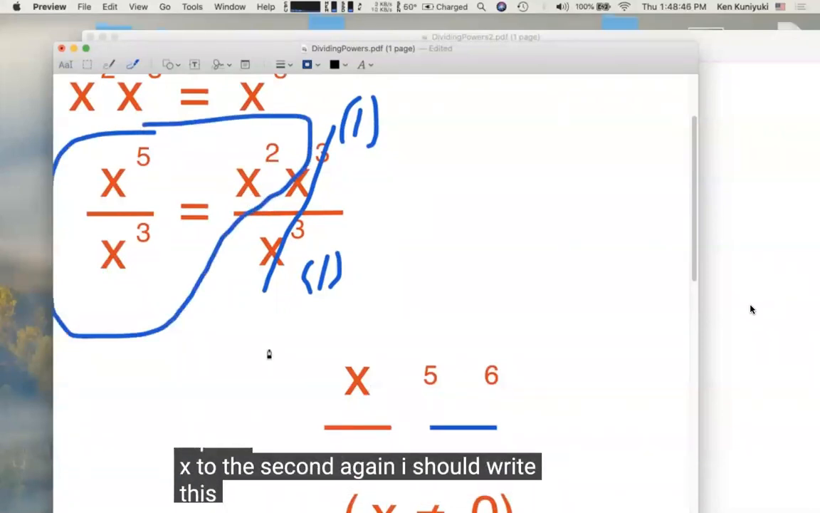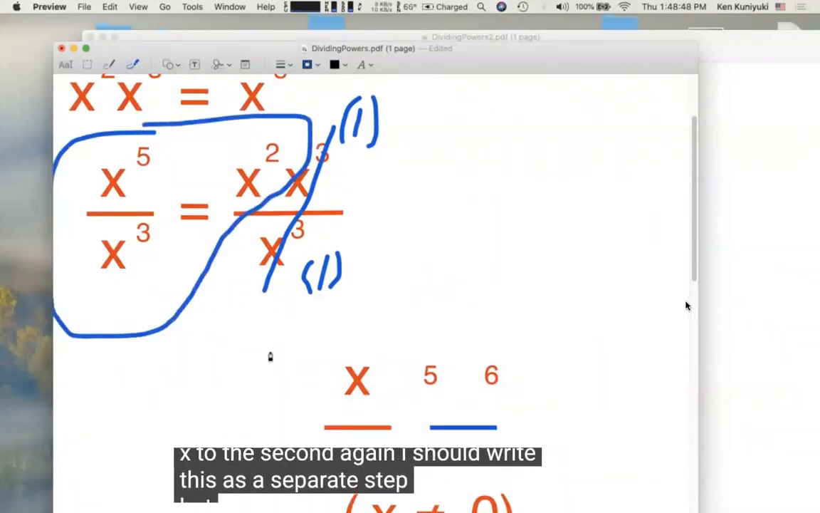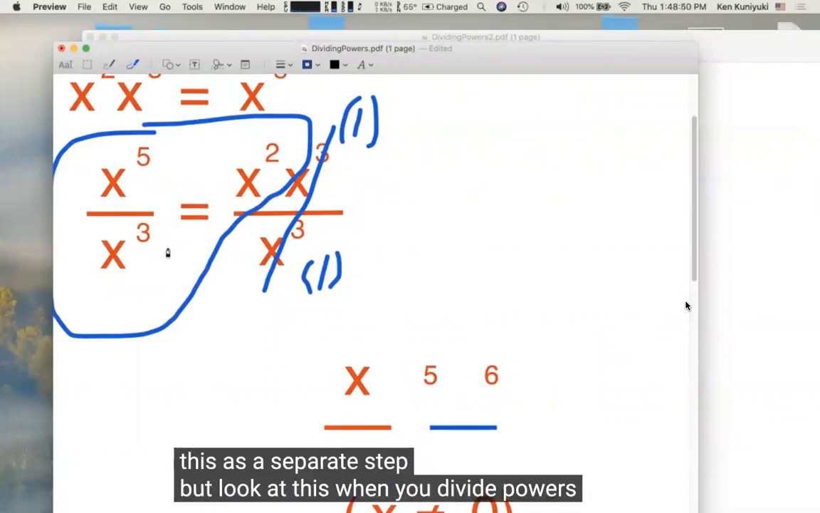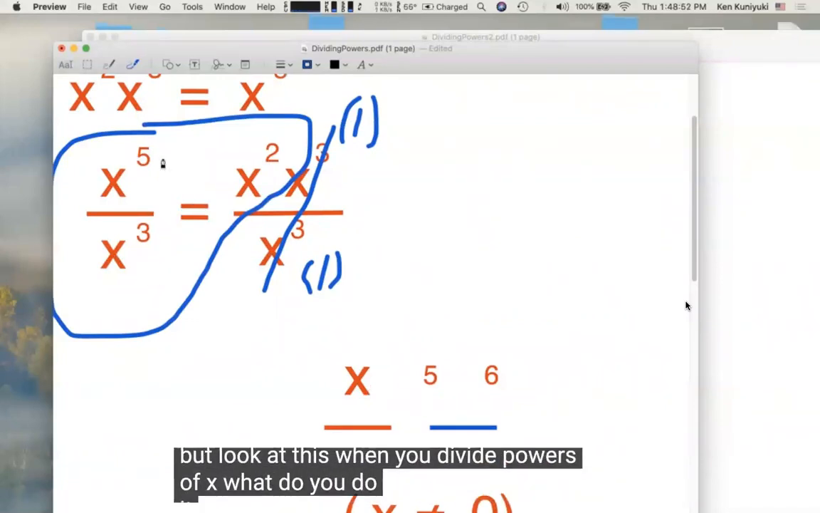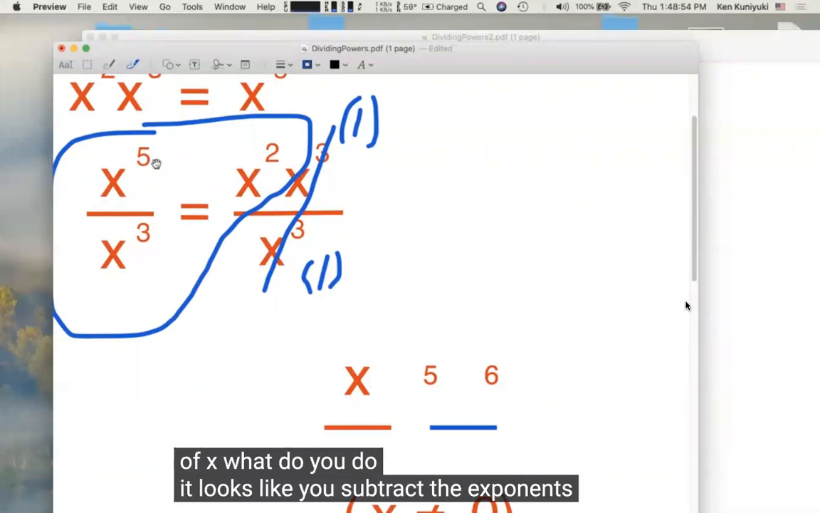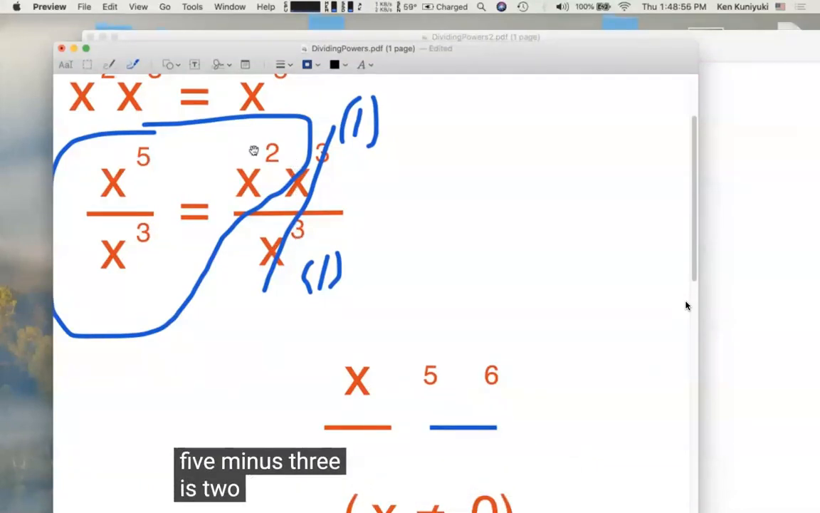Again, I should write this as a separate step. But look at this. When you divide powers of x, it looks like you subtract the exponents. 5 minus 3 is 2.